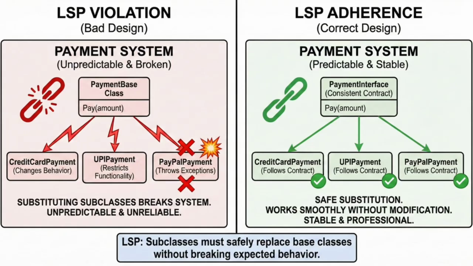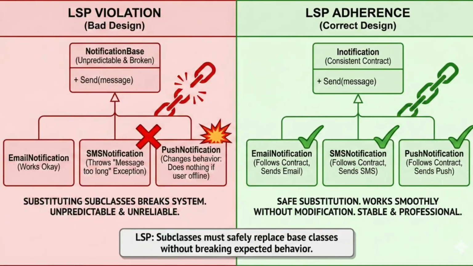Core meaning of LSP here: if the system expects a payment type, we should be able to pass any valid payment subclass, and the system should still work correctly, without failing, without breaking, and without changing logic. That is the true power of the Liskov substitution principle.